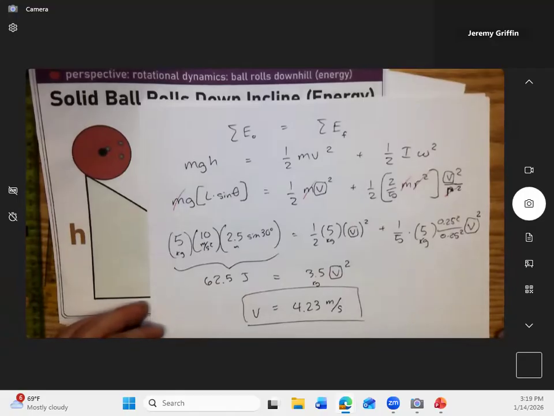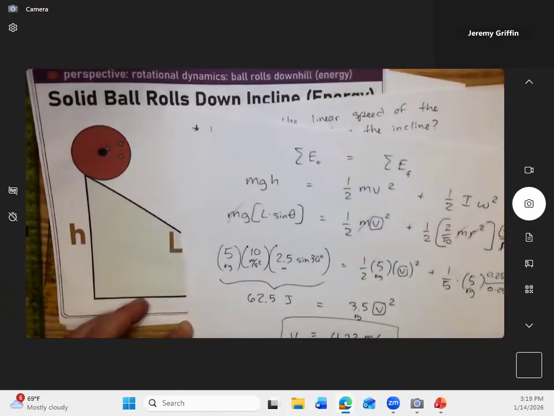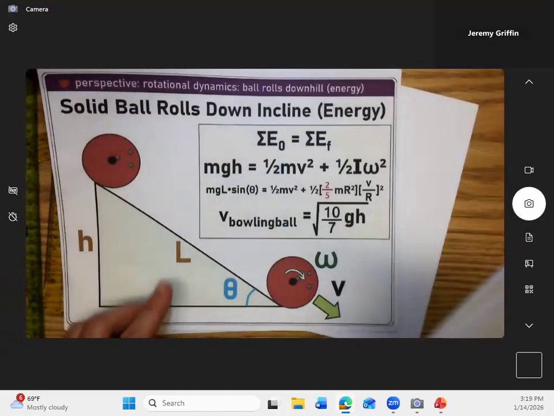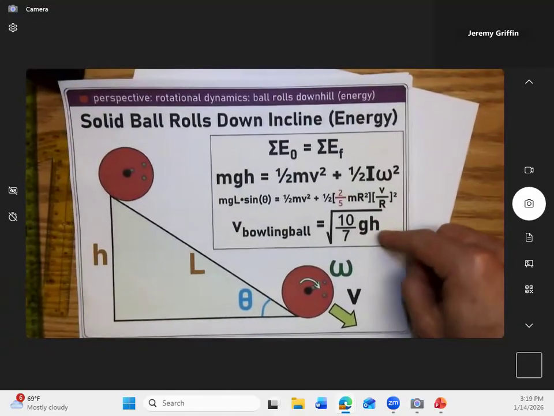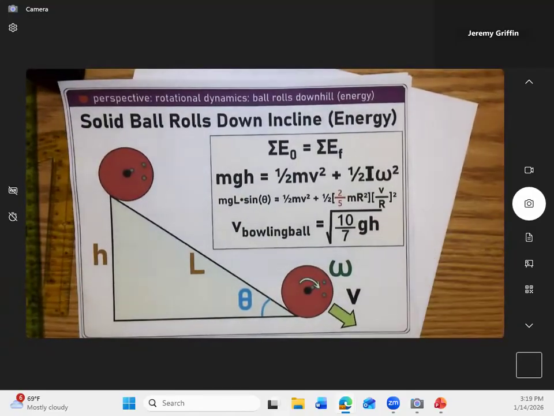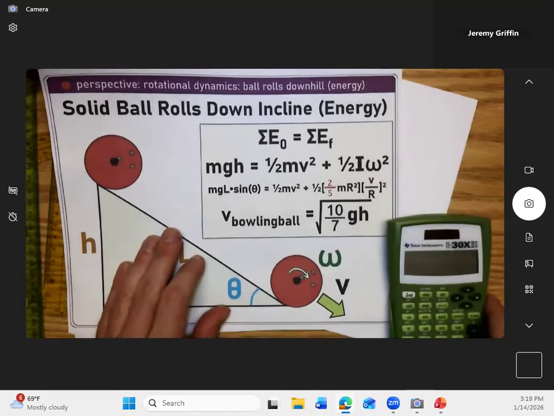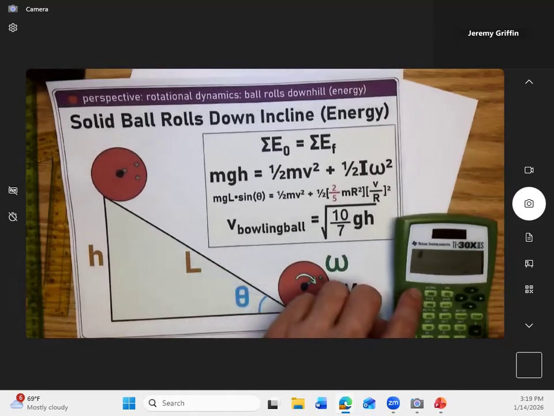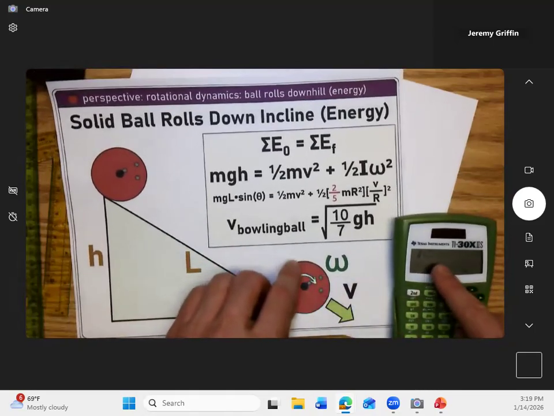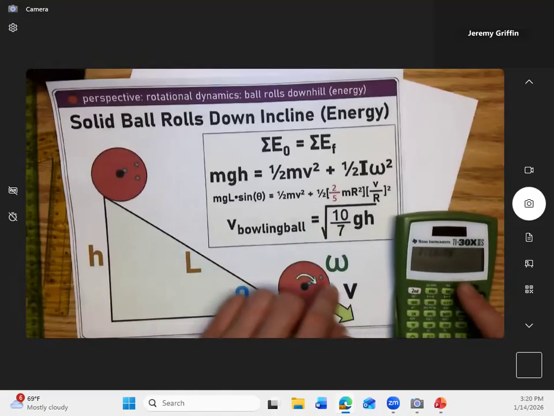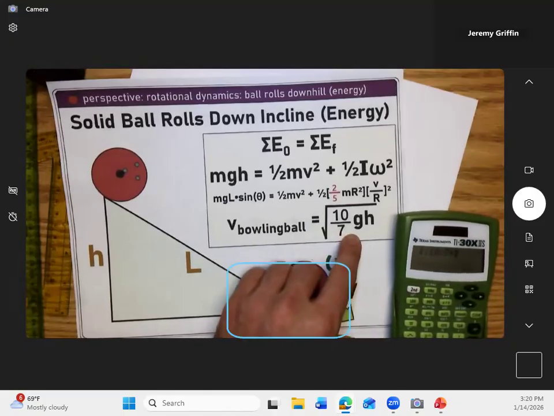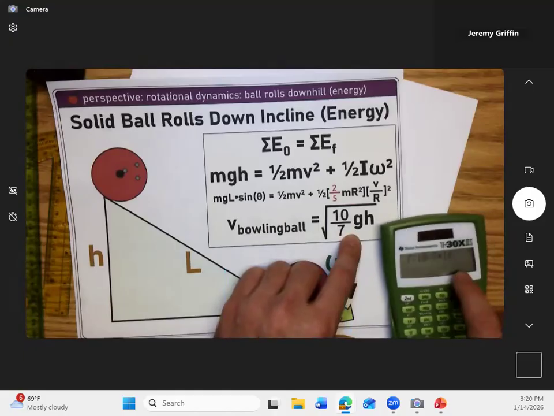Any questions about that process? Alternatively, you could solve this in terms of variables, which is done right here. So the answer is always this expression. Let's try this out. I'm claiming that every solid ball is going to have speed of square root of 10 over 7 times gravity. Now for gravity, we use 10 meters per second squared. I told you to use that.